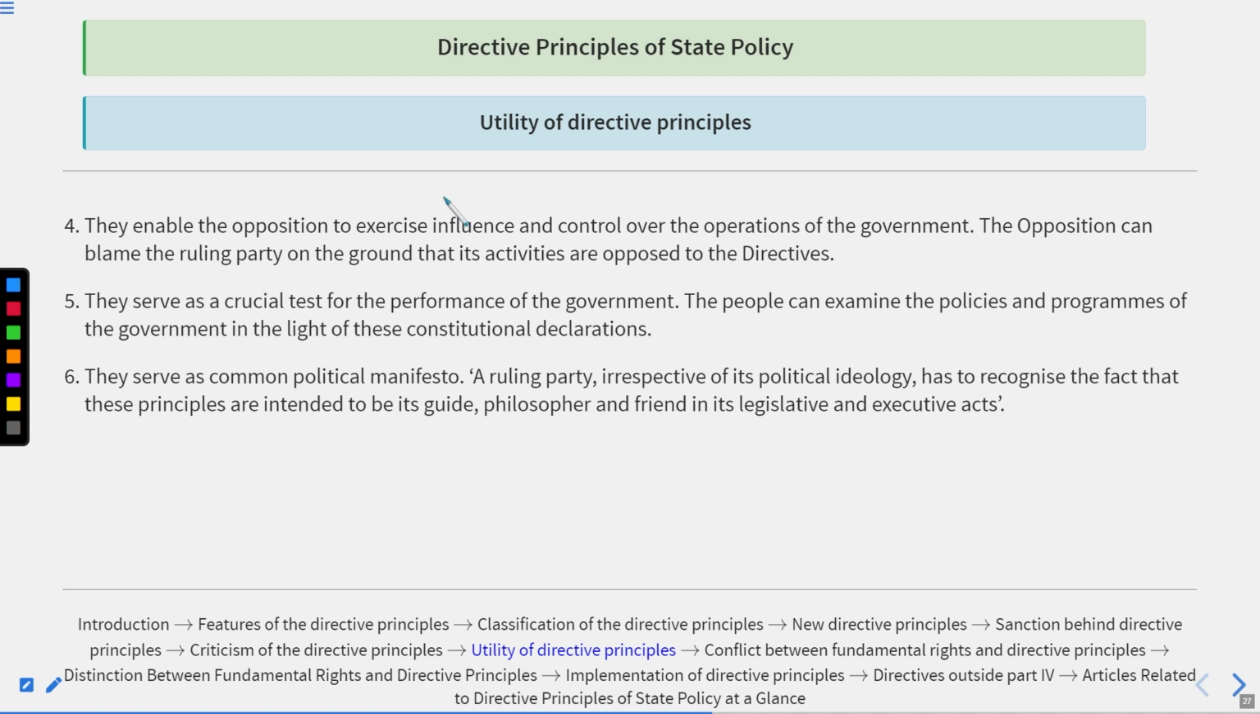So here is another one. They enable the opposition to exercise influence and control over the operations of the government. The opposition can blame the ruling party on the ground that its activities are opposed to the directive principles.